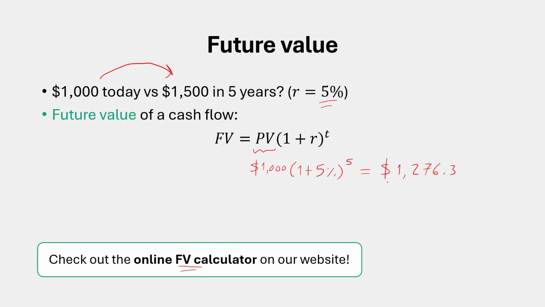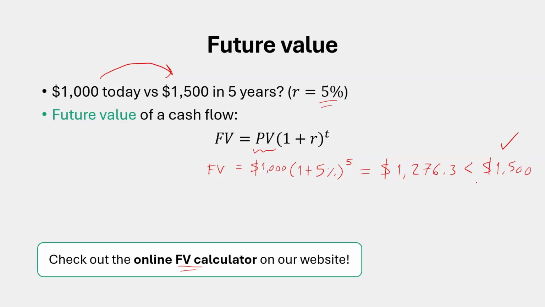Okay. So as you can see, the future value of this $1,000 is actually less than 1,500. Now these are comparable because they are both received in 5 years' time. So clearly, receiving 1,500 in 5 years' time is more beneficial, because at 5% interest rate, this $1,000 received today isn't growing fast enough to reach $1,500.